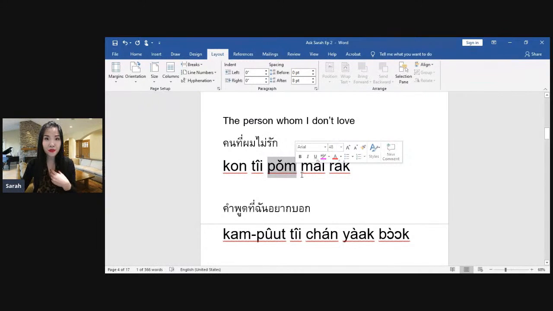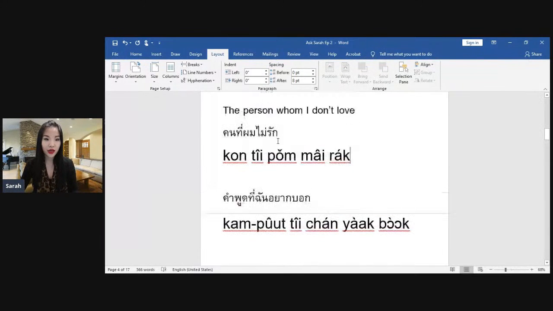ผม is I for male speakers. ไม่ no, รัก the person whom I don't love. Okay, คนที่ผมไม่รัก, this one is not a complete sentence. It's a phrase. You can add something later to fill in the blank to make it a sentence. คนที่ผมไม่รักคือ and add the name. คนที่ผมไม่รักคือ, is. Okay. ใครดี? คนที่ผมไม่รักคือ Sarah. The person who I don't love is Sarah.